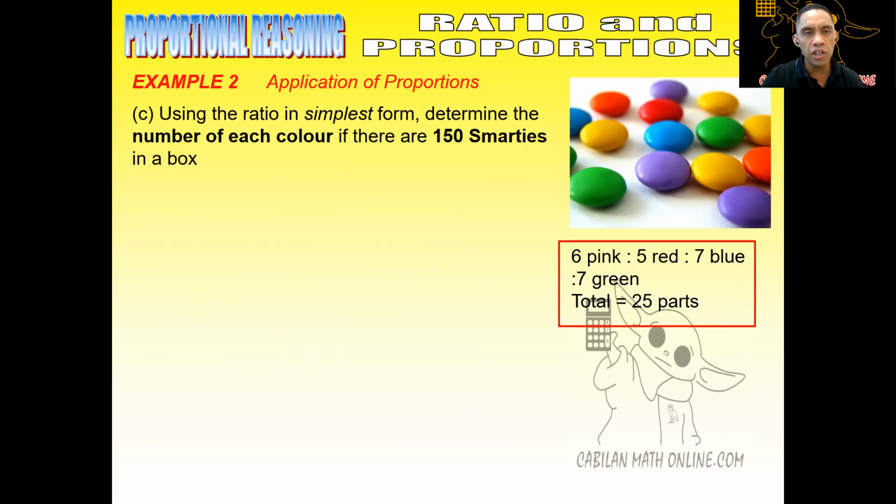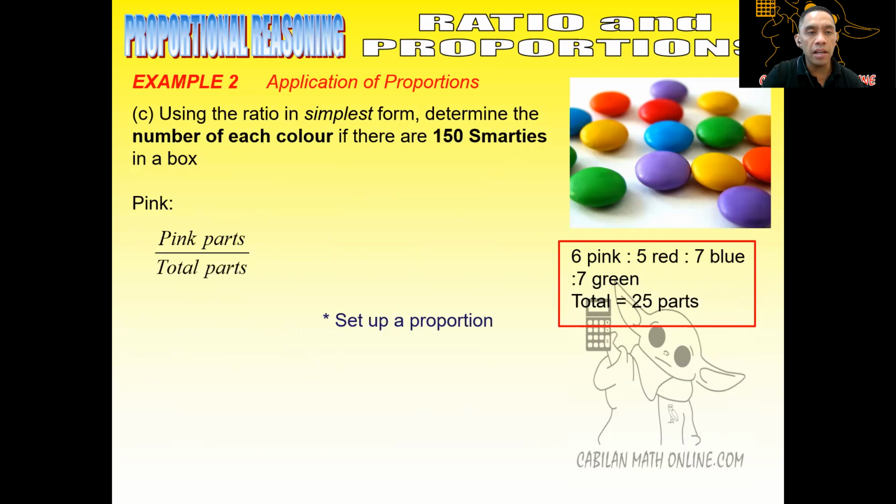So it says using the ratio in simplest form, and you see in the right hand side there in the box in red, what we want to do here is determine the number of each color if there are 150 Smarties in the box. The way we set that up is we're going to solve for each color separately using proportions from both the total number of parts and the number out of the 150 Smarties. The first thing we're going to do is set up a proportion.